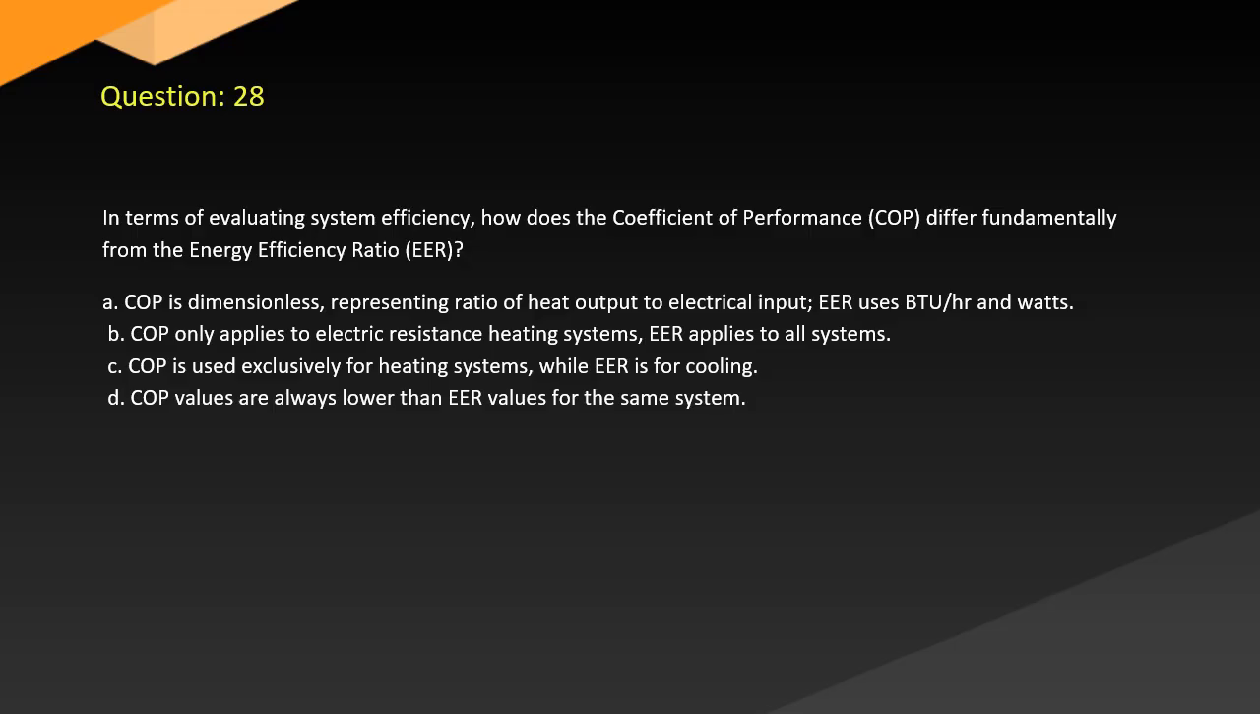Question 20. In terms of evaluating system efficiency, how does the coefficient of performance, COP, differ fundamentally from the energy efficiency ratio, EER? A. COP is dimensionless, representing ratio of heat output to electrical input. EER uses BTU and watts. B. COP only applies to electric resistance heating systems. EER applies to all systems. C. COP is used exclusively for heating systems, while EER is for cooling. D. COP values are always lower than EER values for the same system.